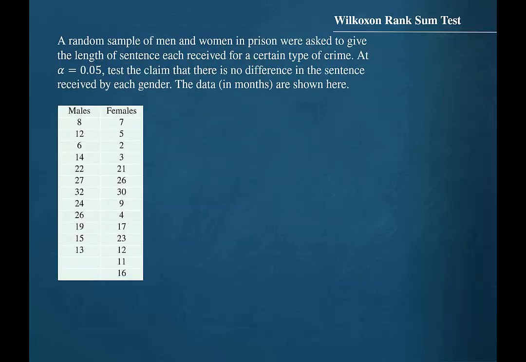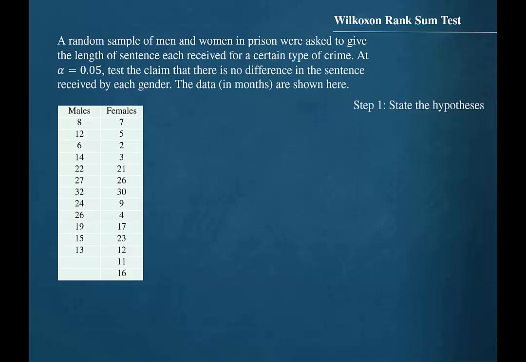A random sample of men and women in prison were asked to give the length of sentence each received for a certain type of crime. At alpha equal to 0.05, test the claim that there is no difference in the sentence received by each gender. The data in months are shown here.